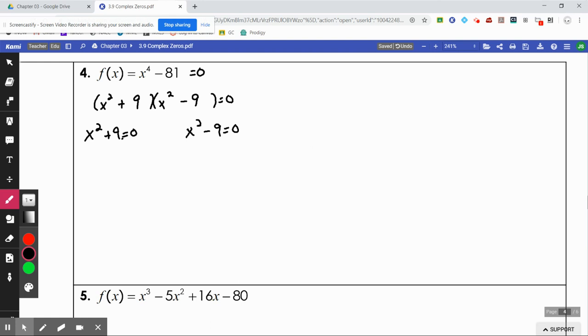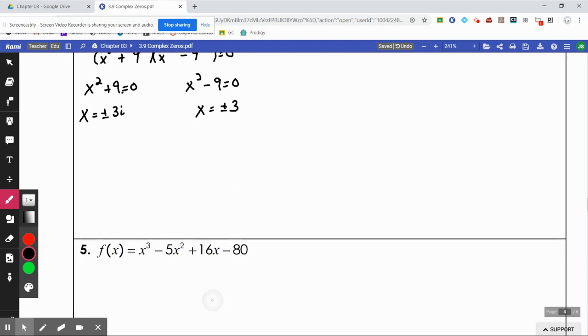And that's going to give you, move the 9 over and take the plus and minus square root of negative 9, and that would give you 3i. And here, move the 9 over and take the plus and minus square root of 9, that gives you 3. So there are your 4 roots. So therefore, your factored form would be f of x is equal to x minus 3i and x plus 3i for these 2 roots, and x minus 3 and x plus 3 for these 2 roots.